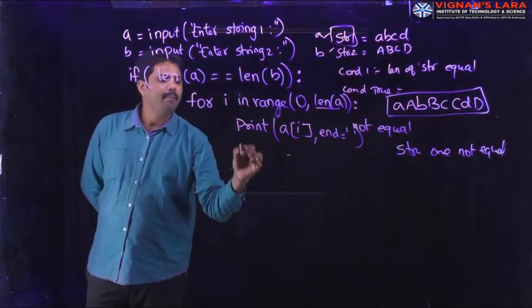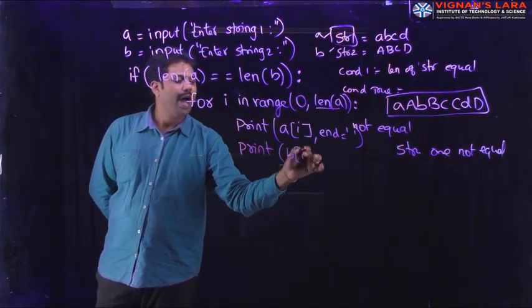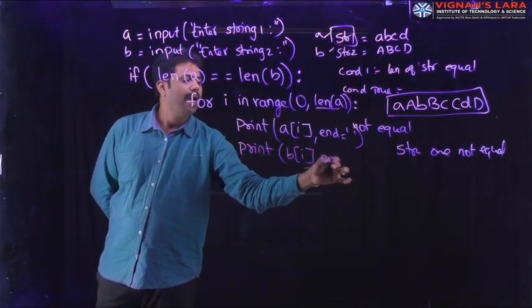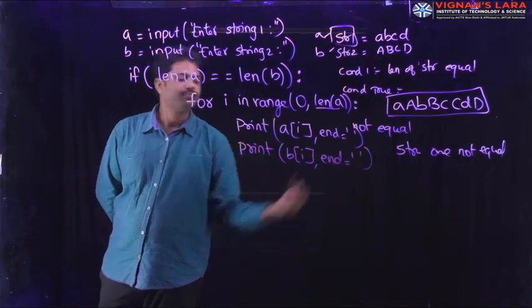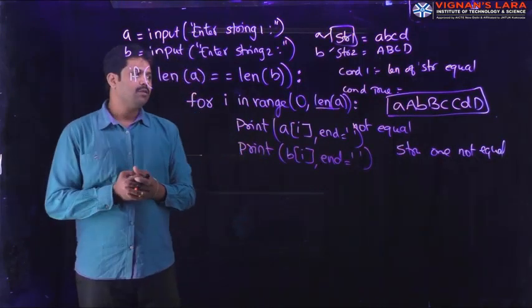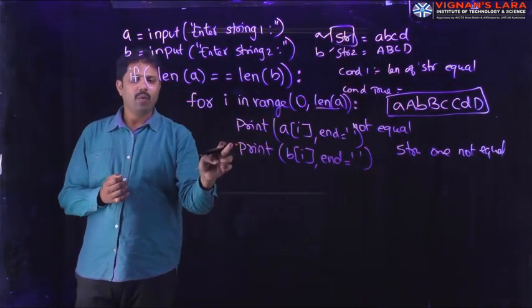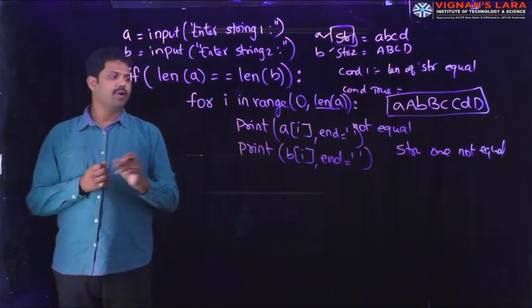Next, again, print B of i, comma, end equals to, like this. These are the two statements we have. What does the first statement do?